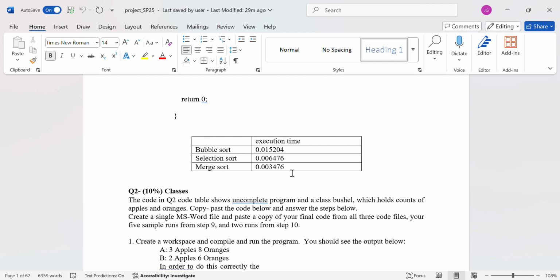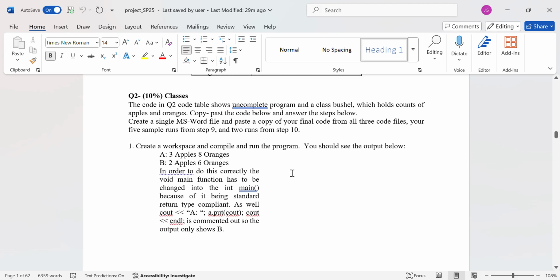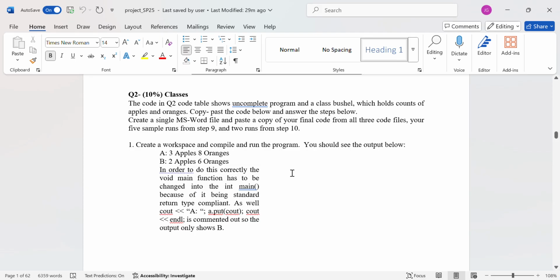Now the next thing I want to talk about are class members and operator overloading in the bushel class. So I'll talk about the terms and what they mean. The class members are the variables and functions defined inside a class, and the greater term will return true if both apples and oranges are greater, and the equal term checks if apples and oranges are equal in both bushels. The lesser term returns true if both are less.